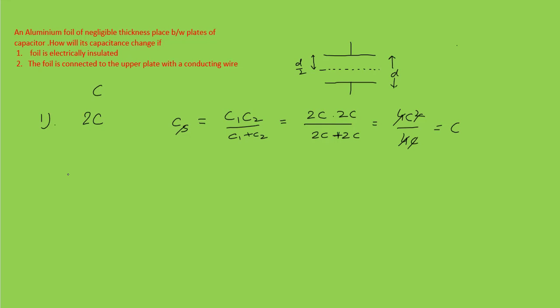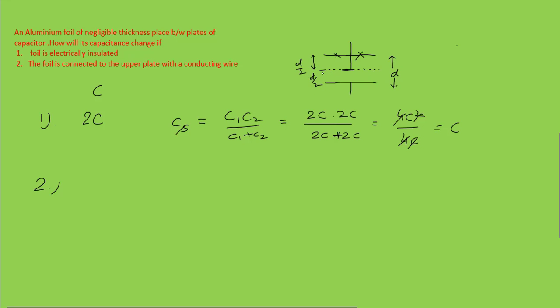Now the second part. What happens in the second part? Here it is said that the foil is connected to the upper plate with a conducting wire. In this case, this plate is connected to the foil, somewhat like this. So the foil becomes another plate and this lower part becomes ineffective. There is no role of this plate in this case, so the effective distance remains D by 2.